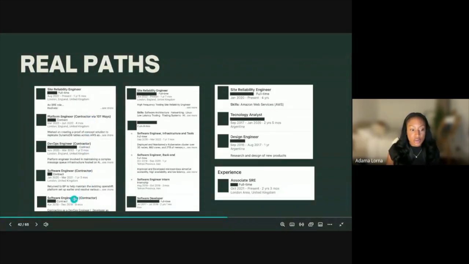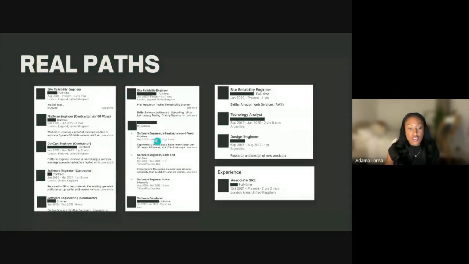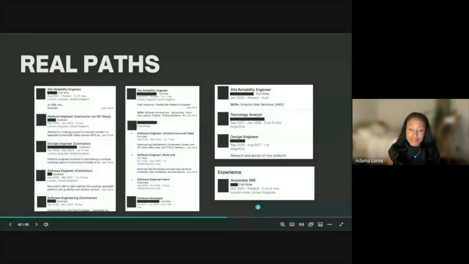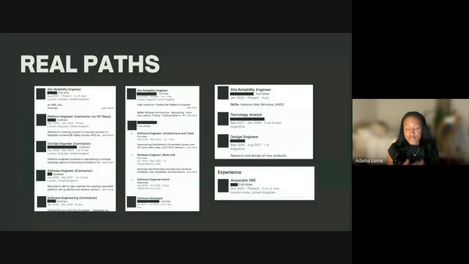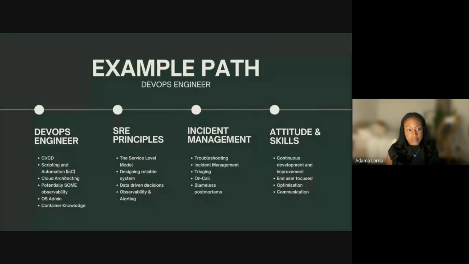In this case, they were a software engineer first. This person then became a DevOps engineer, platform, and then made their way to site reliability engineering. This person didn't take a detour in DevOps. They just went from software to site reliability engineer. This person was a design engineer, then a technology analyst, and then became an SRE. And every so often, though it's not that common, you get somebody who has a junior SRE or associate SRE position as their first job out of uni. But like I said, these are rarer.